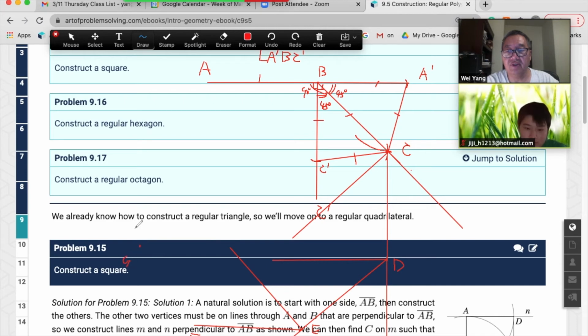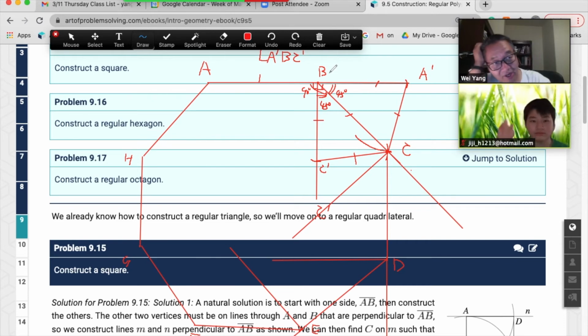Here you can connect FG. Then you can build H. Suppose that one will be here. Then later you connect this. Now we have A, B, C, D, E, F, G, H. That will be the regular octagon we built. After you found BC, for the other points you simply repeat the previous work. So this is one way.